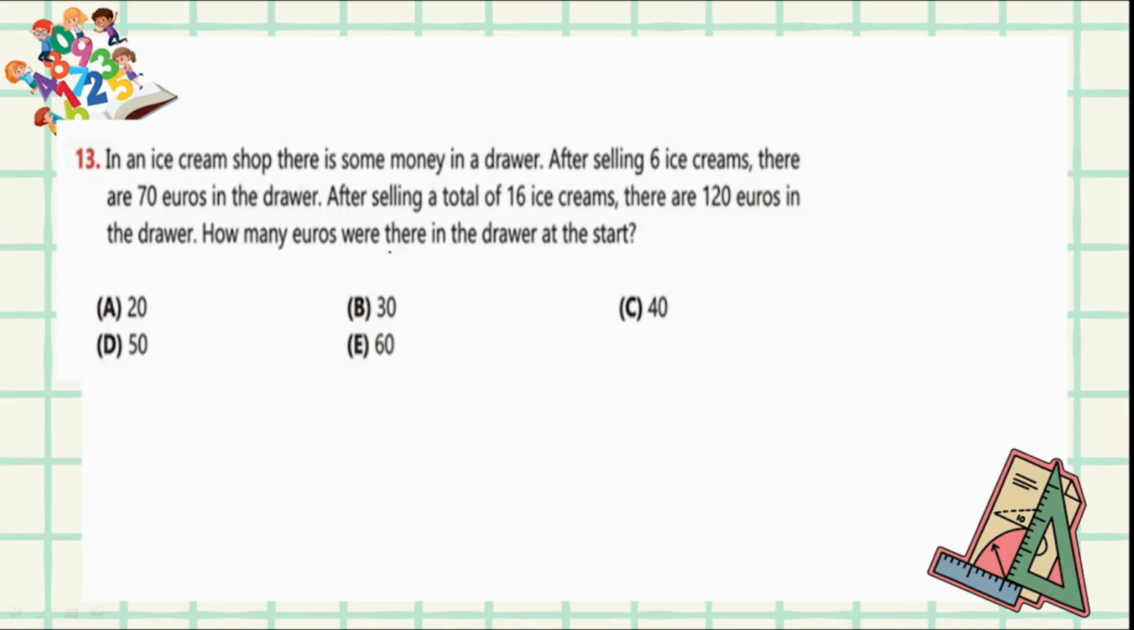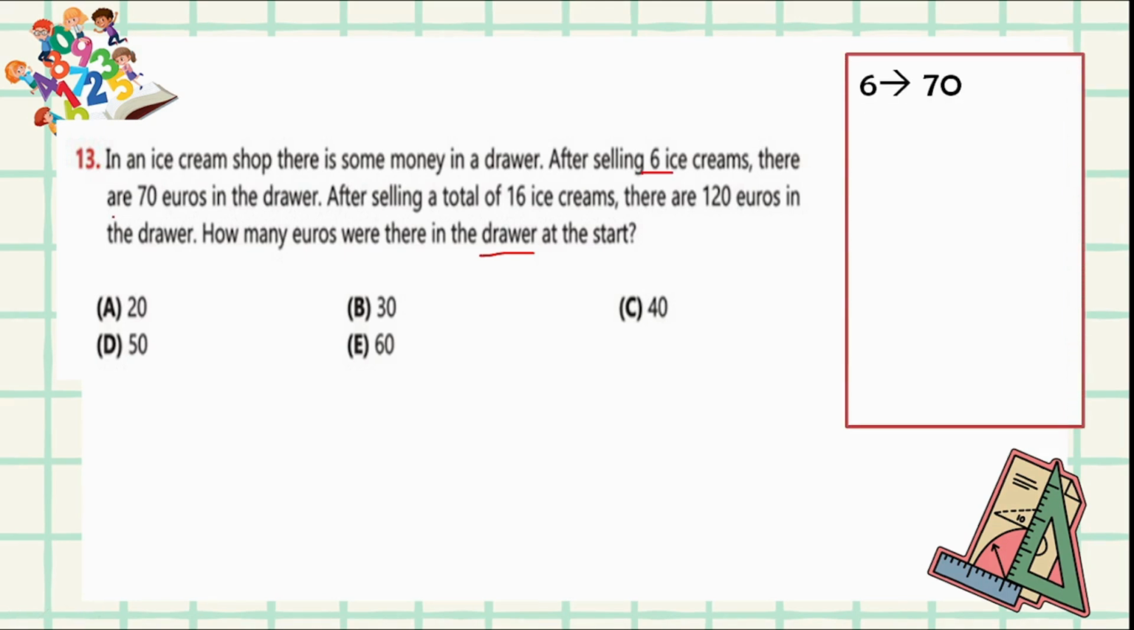So here we have to find out how many euros are in the drawer at the start, before selling the ice cream. Two sections are basically given here. In the first part, 6 ice creams are sold for 70 euros. And in the second part, 16 ice creams were sold for 120 euros. So we will find the difference first. 16 minus 6 is equal to 10.